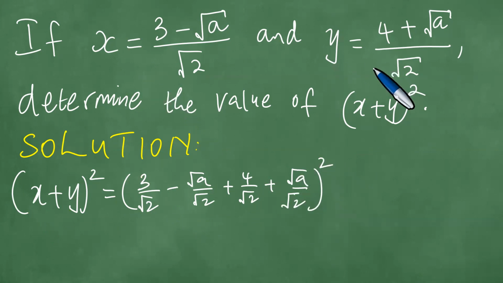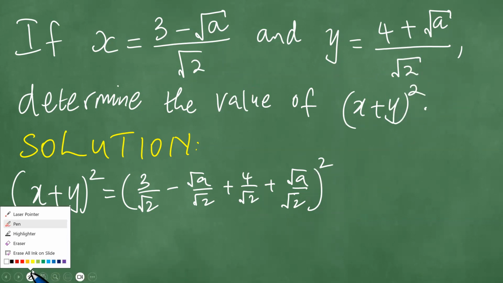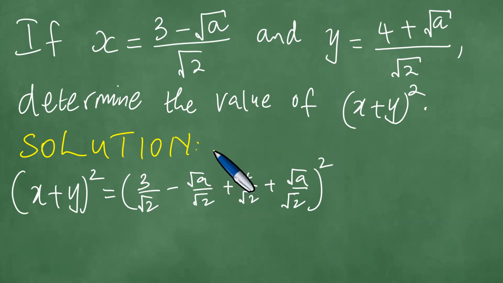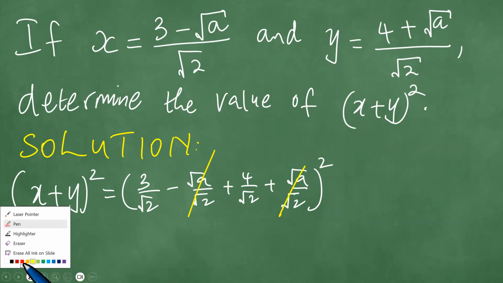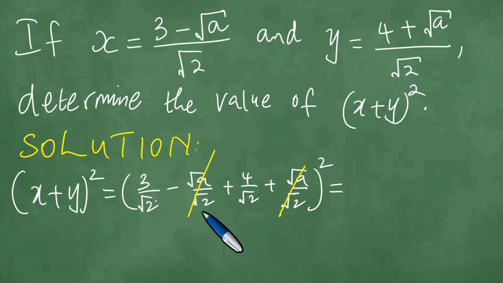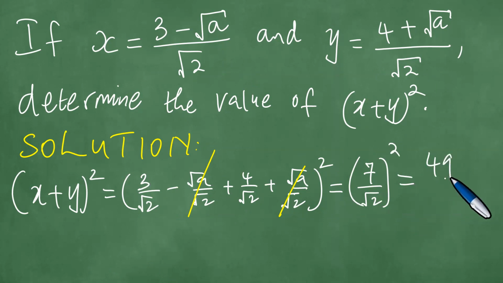Okay, so it is x plus y, and x is 3 over the square root of 2, and then y is 4 over the square root of 2. If you look at this very carefully, these two cancel out. And then when you add these things up, it's going to be 3 plus 4, and 3 plus 4 is 7 over the square root of 2, all squared. And if you square 7, you get 49. And you square the square root of 2, what do you get? You get a 2.